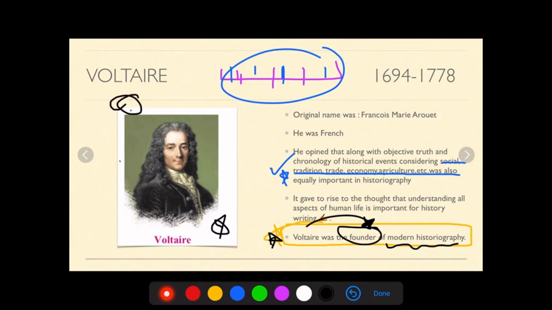Next is Voltaire. Voltaire is also known as the founder of modern historiography. He said that besides chronology and things like this, social tradition, trade, economy, and agriculture should also be focused on in writing history, as well as aspects of human life. His original name was Francois Marie Arouet. It is not the right pronunciation; I've told you the pronunciation earlier.